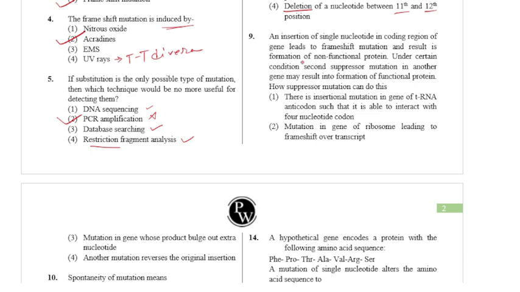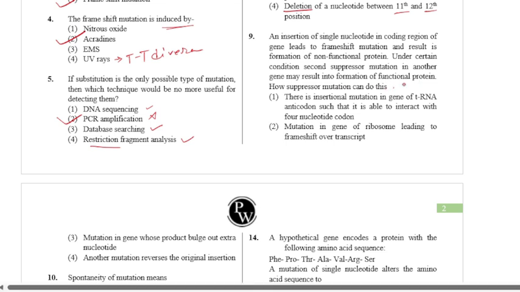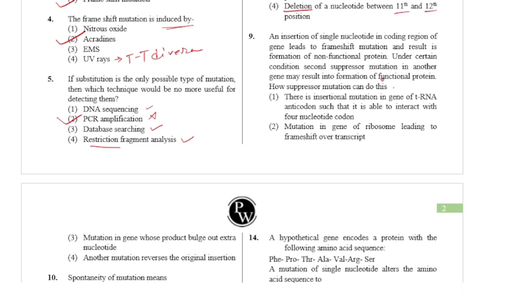The result is formation of a non-functional protein. Under certain conditions, a second suppression mutation in another gene may result in formation of a functional protein. How can a suppression mutation do this? Okay, so this is a frameshift mutation, but it could be suppressed by another mutation in another gene.